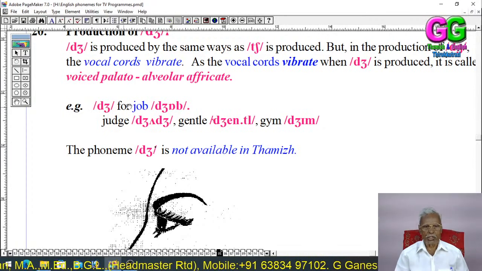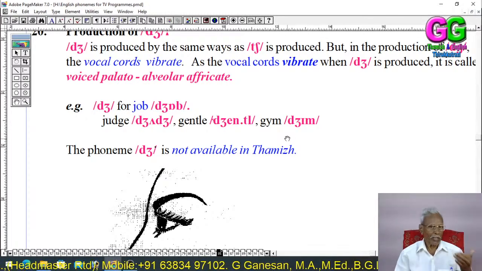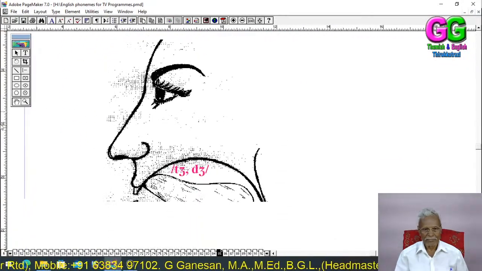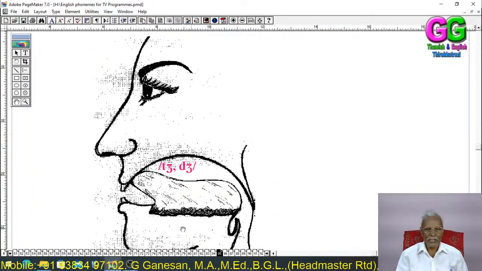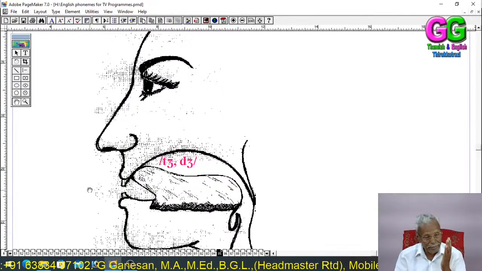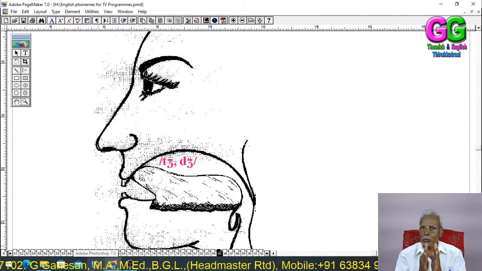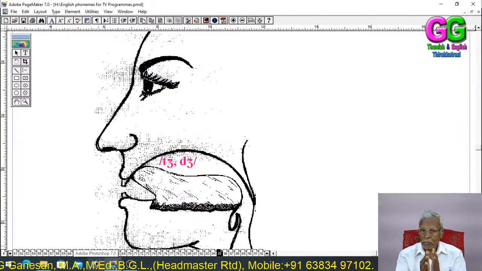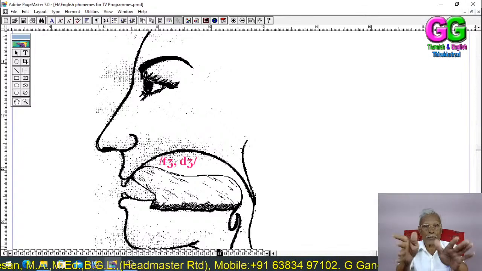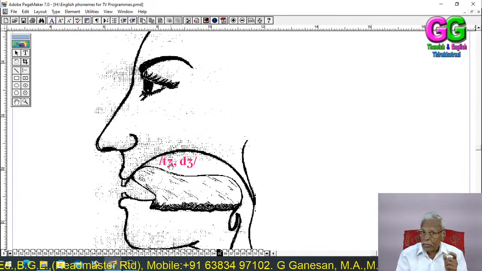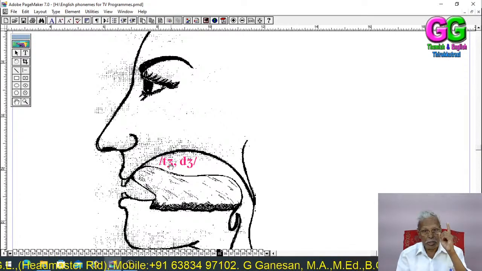Examples: jaw, judge, gentle, gym. Now let us see the diagram, which explains how the two palato-alveolar affricates are produced.